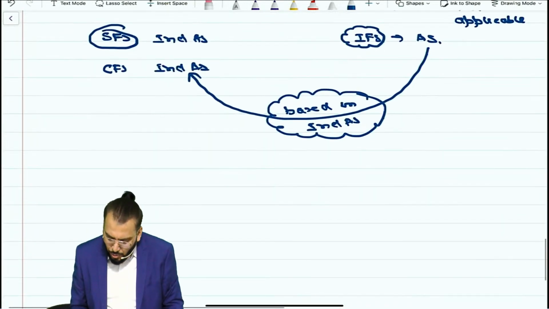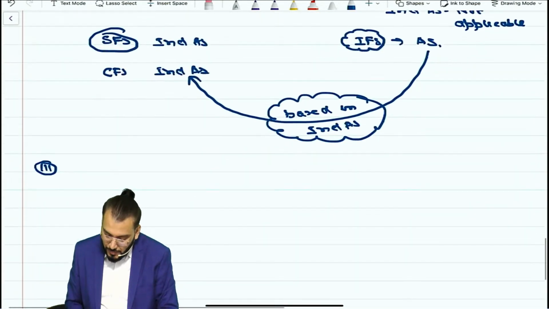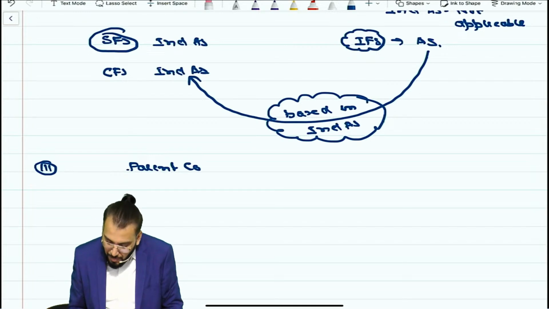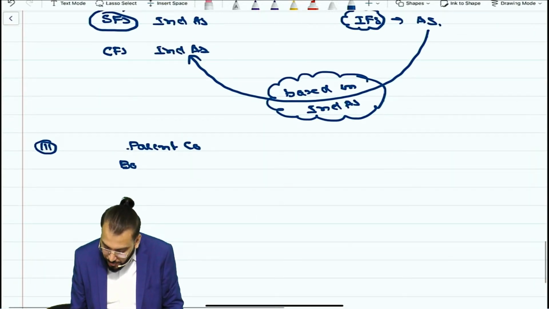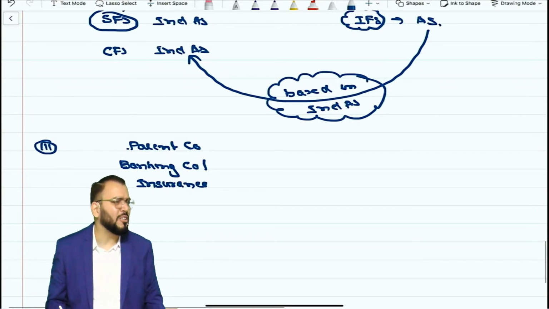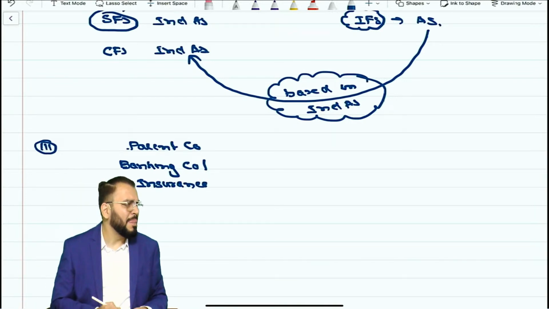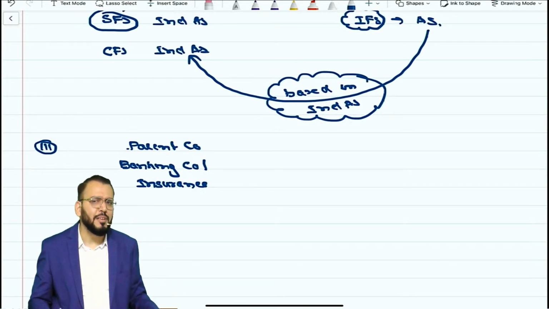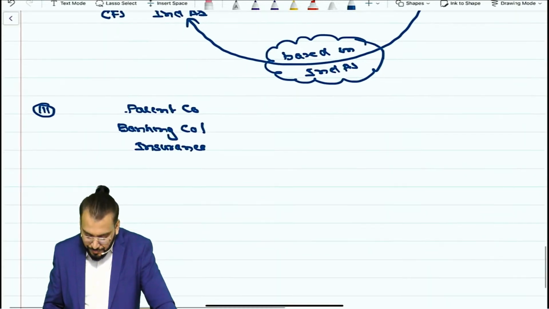See, there can be one more case. Suppose there is one parent company which is a banking company. Quite possible. Or insurance company. I'm not writing NBFC because for NBFC Ind AS is applicable. Correct. Even though there are different time applicability, but now for NBFC Ind AS are applicable. Correct.